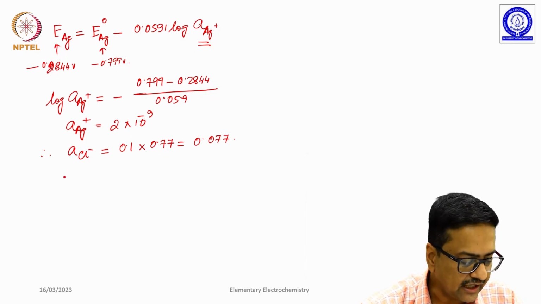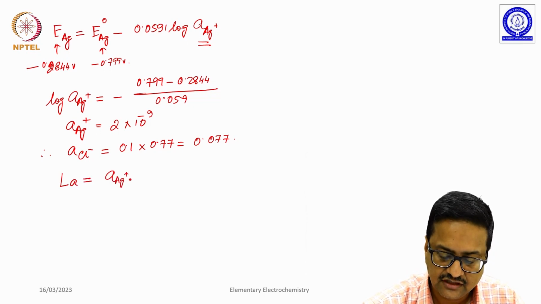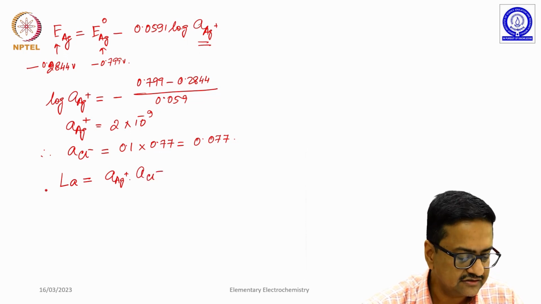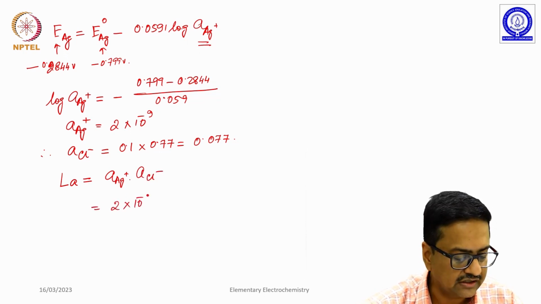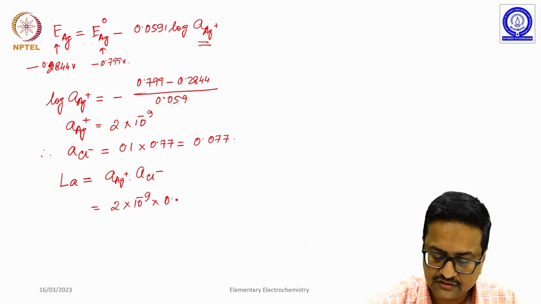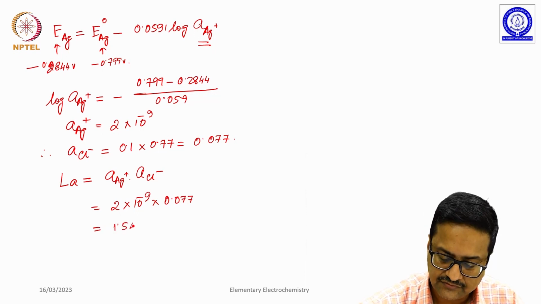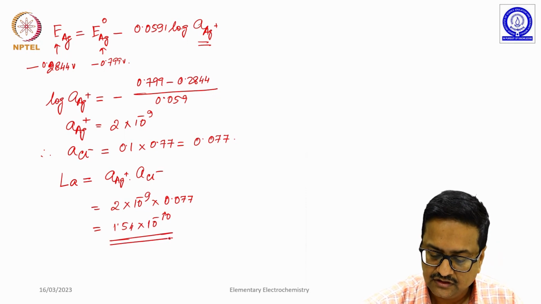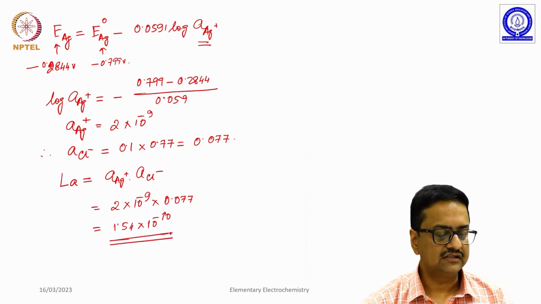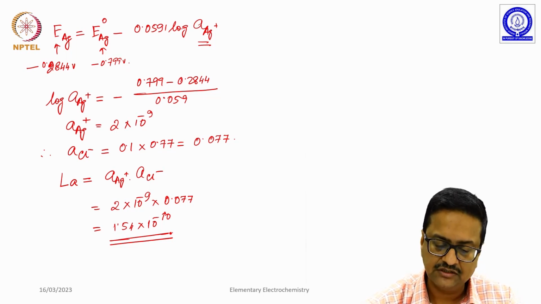So here the activity solubility product Ka is nothing but A of Ag plus into A of Cl minus, which you can now do a simple multiplication, 2 into 10 to the power minus 9 into 0.077, which is equal to 1.54 into 10 to the power minus 10. So this is the solubility product of silver chloride determined using the method of EMF measurement.